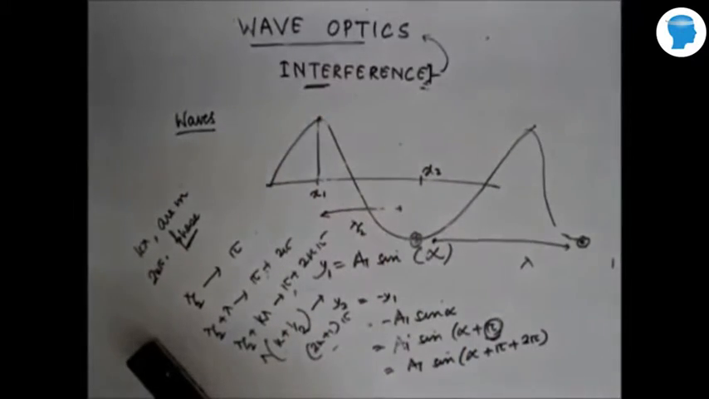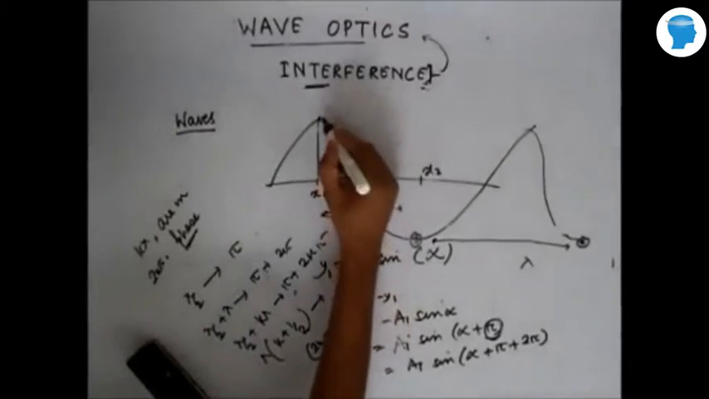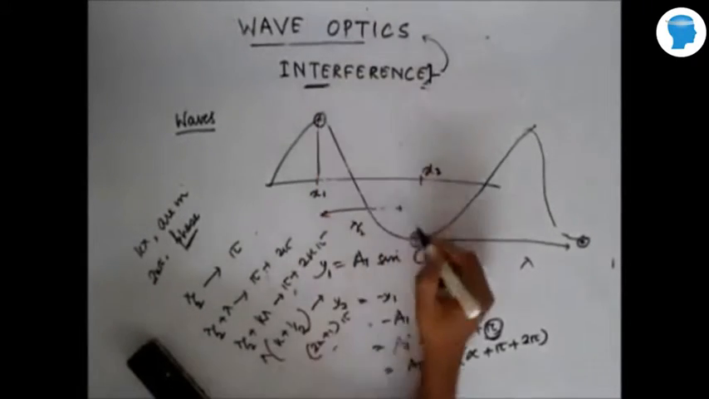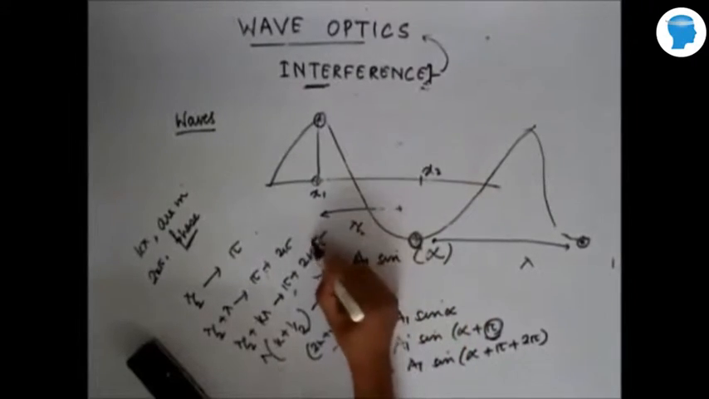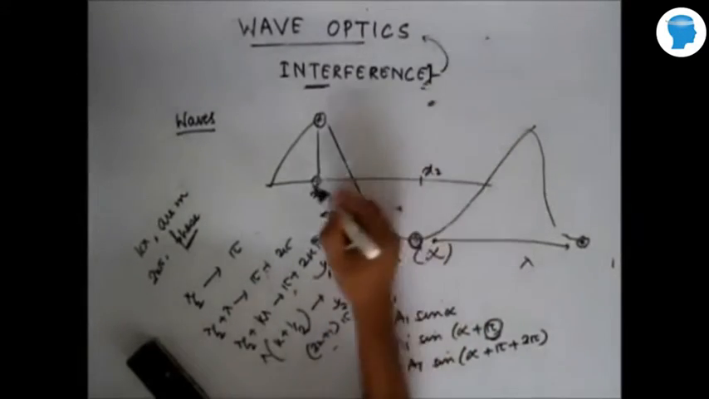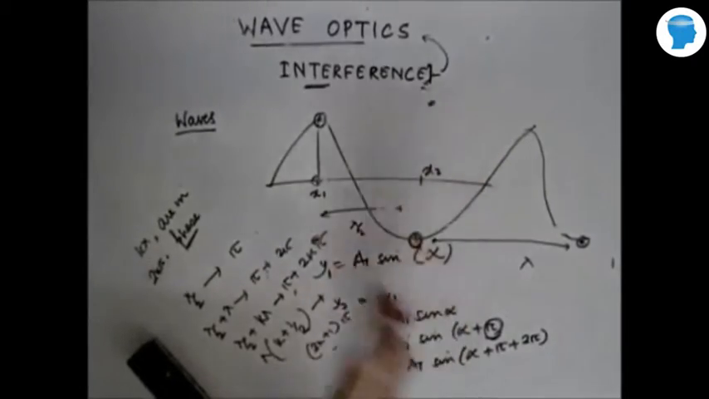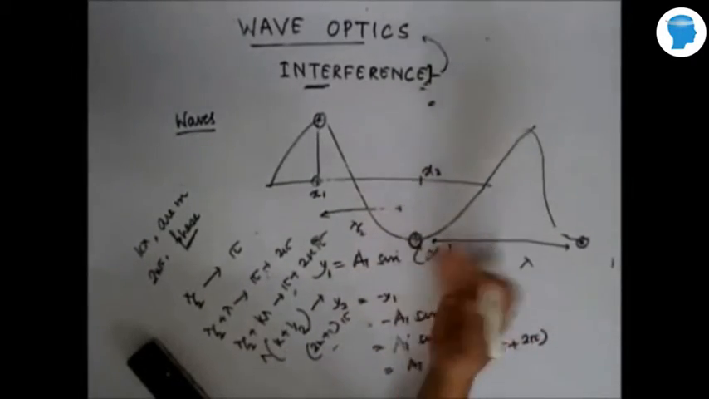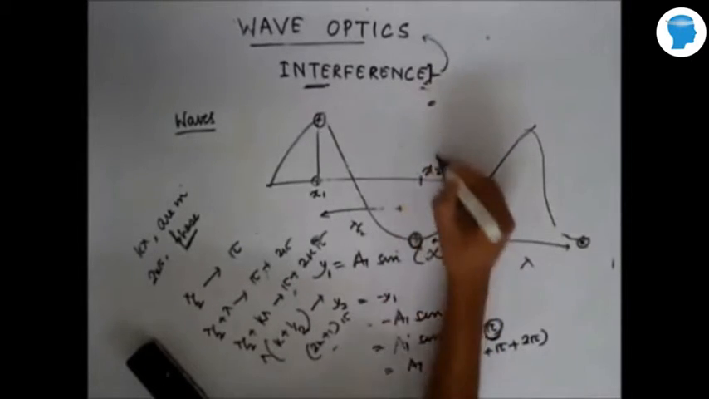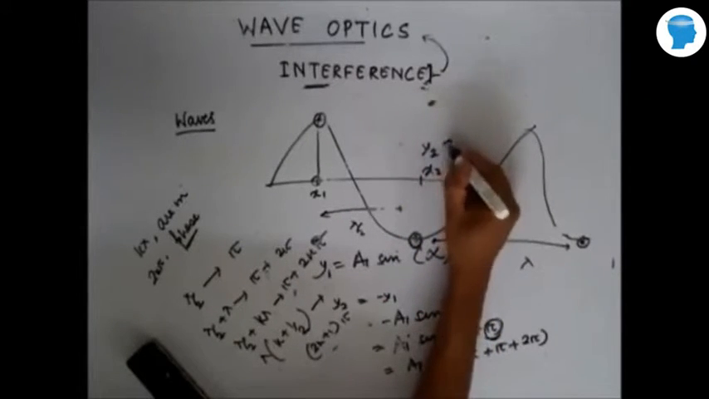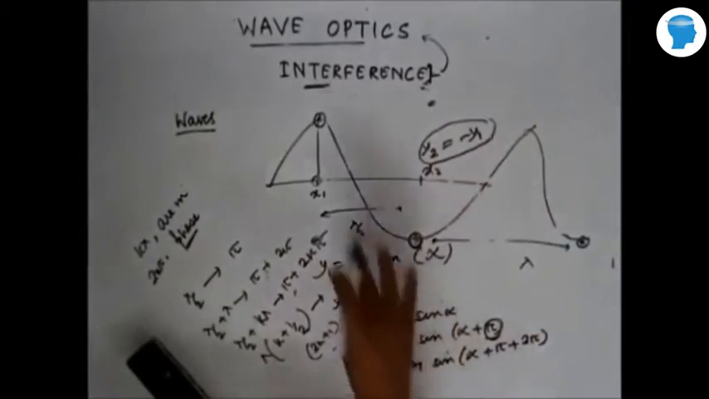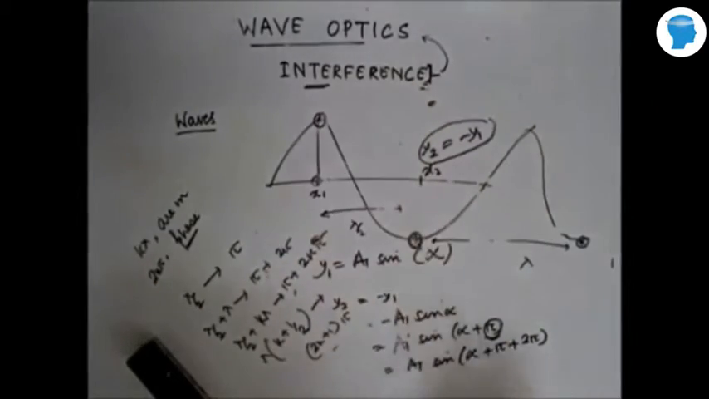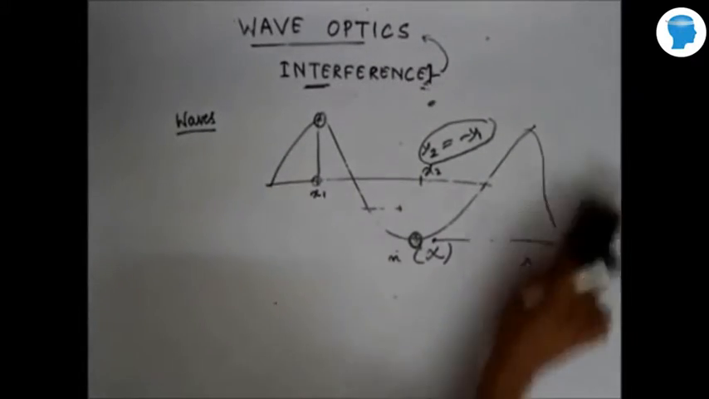When I say completely out of phase, what I mean is when this particle at x1 is at its maximum, this is at its minimum. When this is at its minimum here, this is at its maximum here. When this is 0, this is also 0. So basically the displacement at x2, y2, is equal to minus y1. So this is when we say that the displacements are out of phase, or the particles at two points are out of phase.